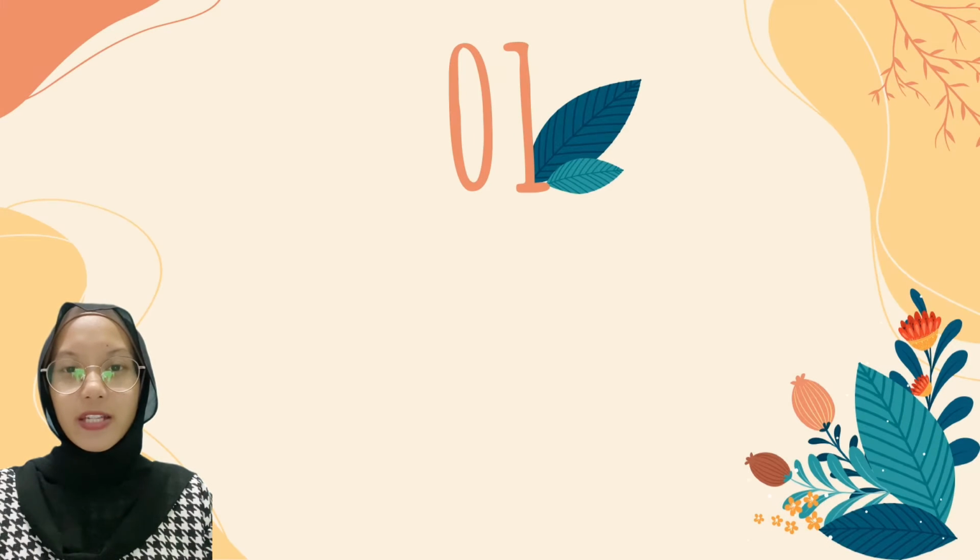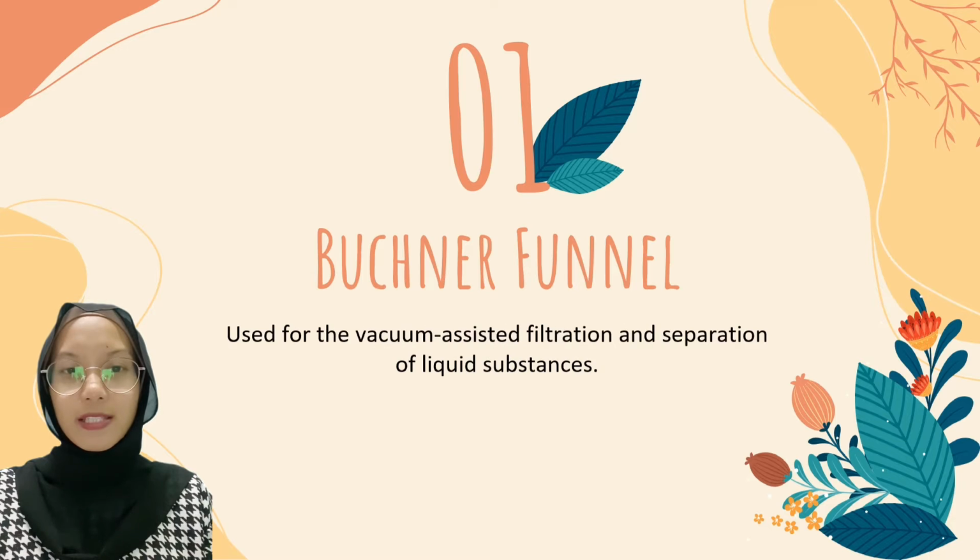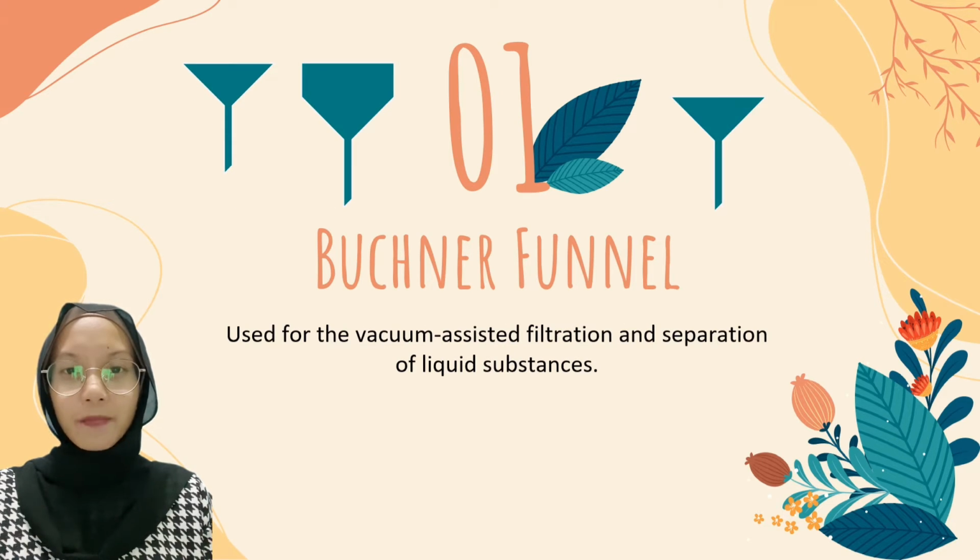A BUCHNER funnel is used for vacuum-assisted filtration and separation of liquid substances. It allows us to filtrate liquid by pulling it through qualitative filter paper and the perforations in the top of the funnel using a vacuum pump.